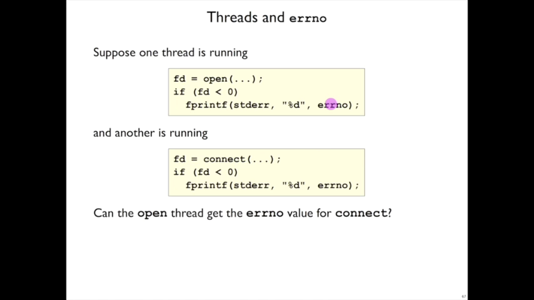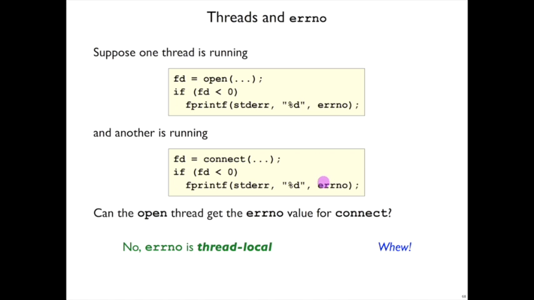Is this errno going to end up being the value from this connect from the other thread? If so, that would be a problem, and there would be no way to save and restore errno here because it's not like a signal handler where we know it returns before the main thread can continue. Fortunately, the answer is no.